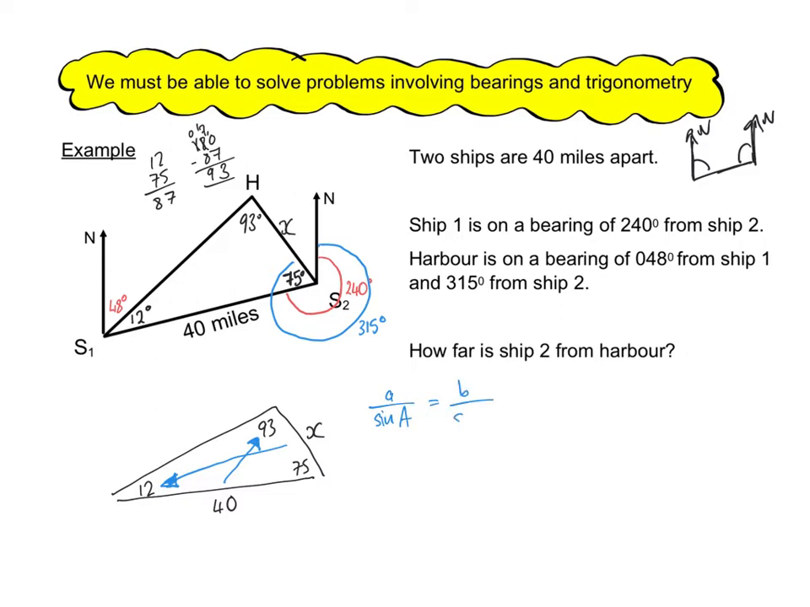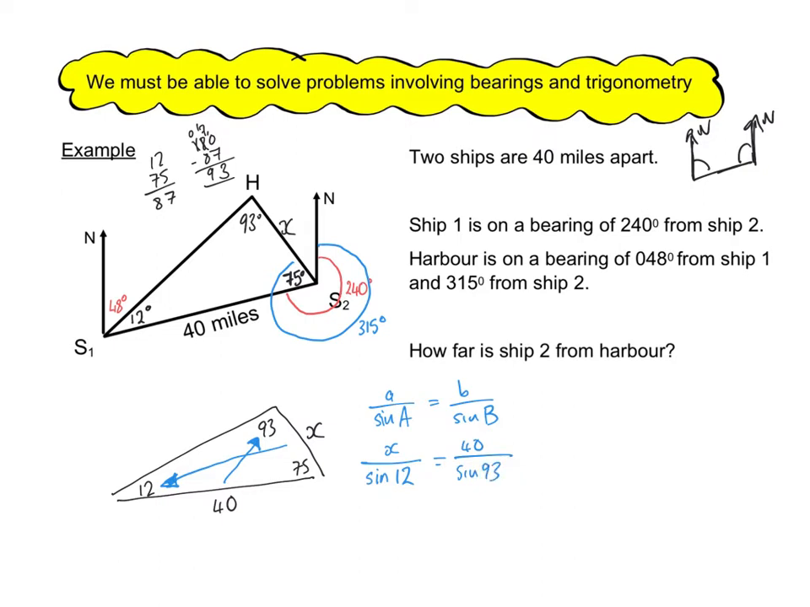So that's a over sine A equals b over sine B, which means, and we're going to put in the side we're looking for up at the top here. So that's going to be x over sine of the angle, and use my arrow there. The x is joined to 12 degrees, so sine of 12. And then over here, I've got my other side, which is going to be 40, and my other angle, which is the one opposite at 93. So it's going to be equal to 40 over sine 93.